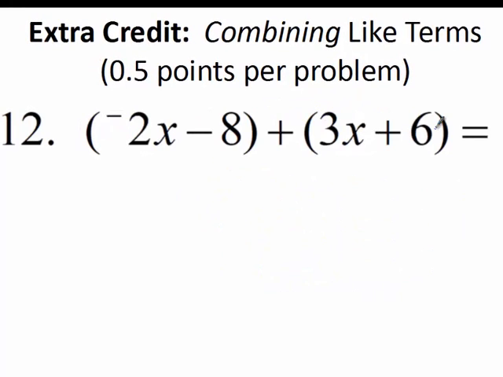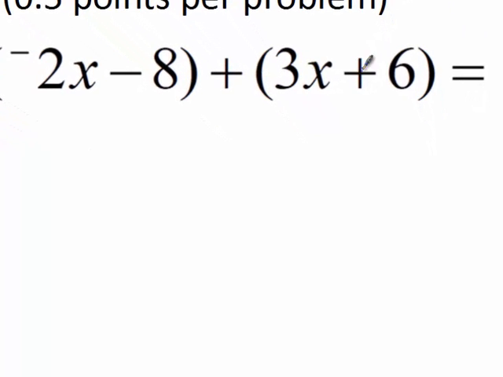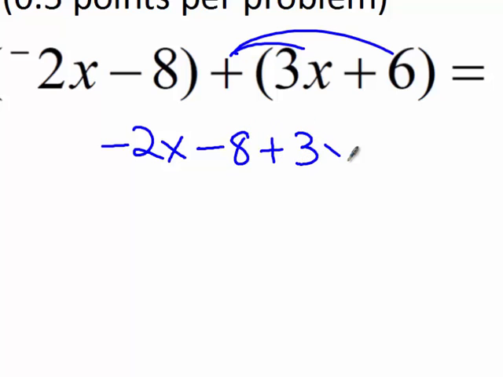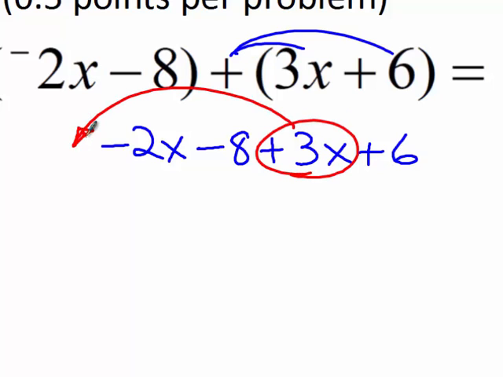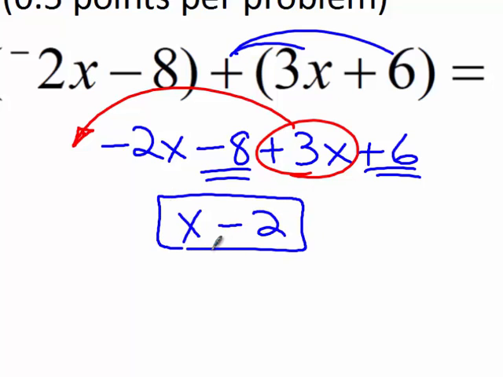Number 12, we have the quantity negative 2x minus 8 plus the quantity 3x plus 6. We are adding everything in the second quantity. Rewriting this, we have negative 2x minus 8 plus 3x plus 6. We have 3x minus 2x. 3x minus 2x is 1x. And we have 6 minus 8. 6 minus 8 is minus 2. The simplified algebraic expression is x minus 2.